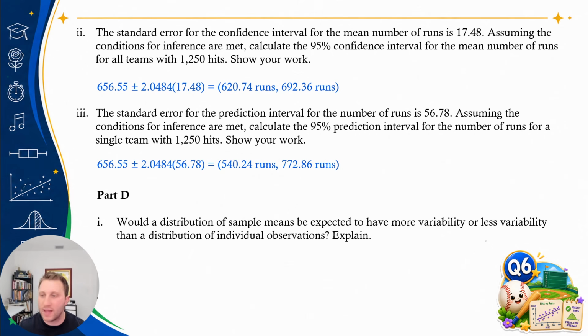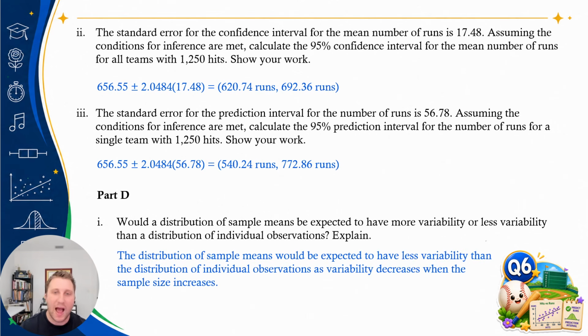Part D gets to that point and says, would a distribution of sample means be expected to have more variability or less variability than a distribution of individual observations from the population? And we're being asked to explain. I said the distribution of sample means would be expected to have less variability than the distribution of individual observations, as variability decreases when the sample size increases.